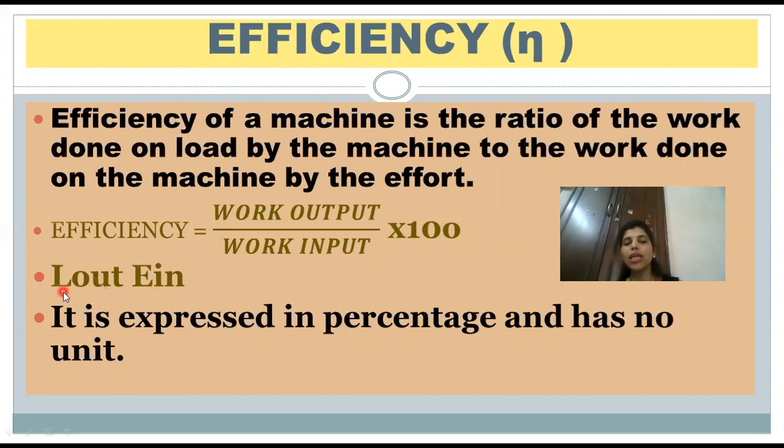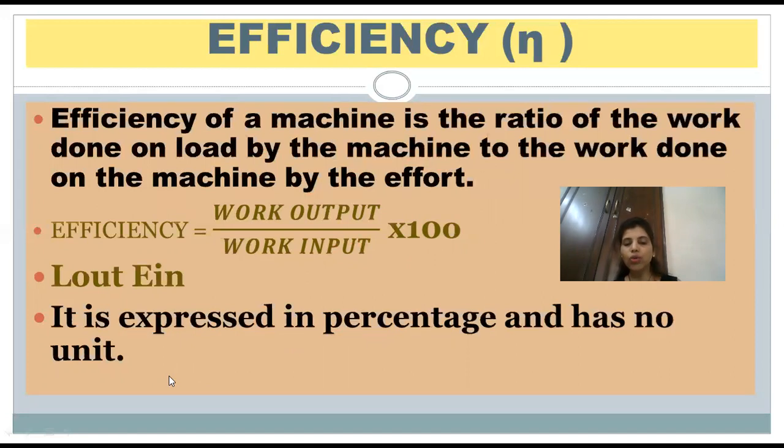Okay, children. Now, as it is expressed in percentage, because you're multiplying by 100, it has no unit. It will be written as 80%, 90%, and no machine can be 100% efficient. The reason is it is only an ideal machine, because in every kind of machine which is in use, there will be some kind of friction, there will be some amount of loss of energy in form of heat, and that's the reason efficiency can never be 100%.